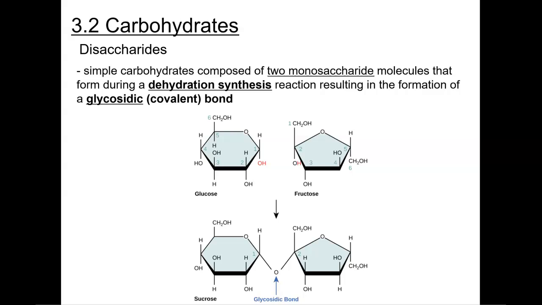So what happens is we're going to dehydrate, take that OH and then that H off, put those together, makes water. When you remove that water, it's going to hook that remaining oxygen together and hook those two molecules together. And so that's going to help to make your disaccharide.